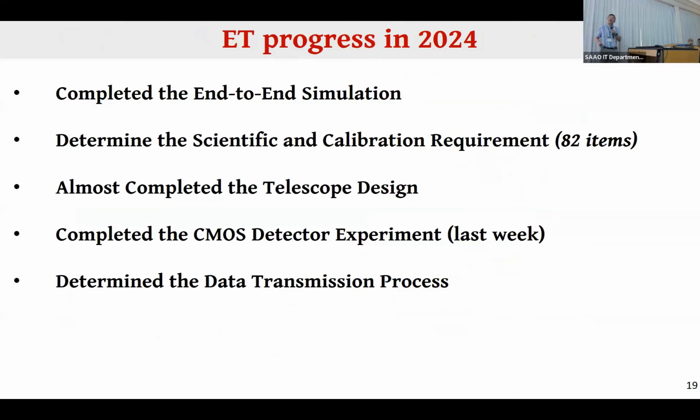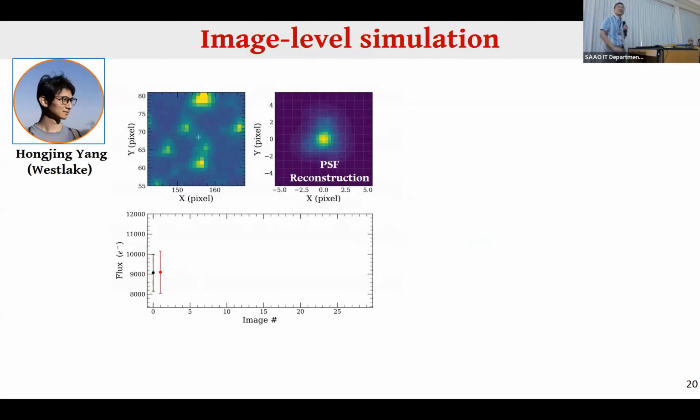Now, in 2024, we made a lot of progress. We completed the end-to-end simulation. I think Hong Jing will discuss in the next talk. And we have finished 82 items for the scientific and calibration requirements, and almost completed the telescope design. And I'll mention how we are doing the CMOS detector experiments to pick the right candidate. And we also determined the data transmission process.